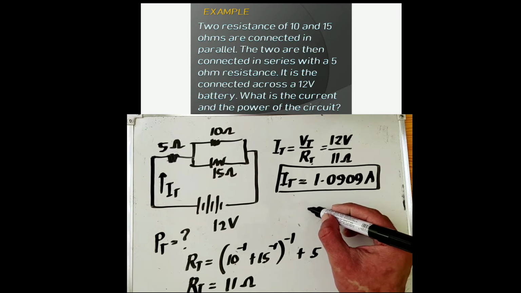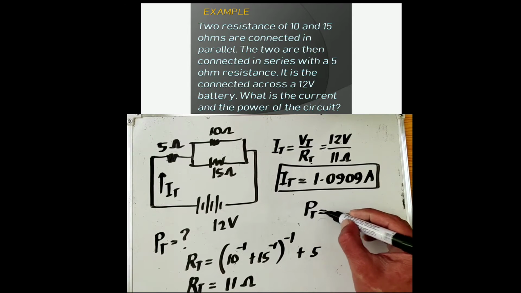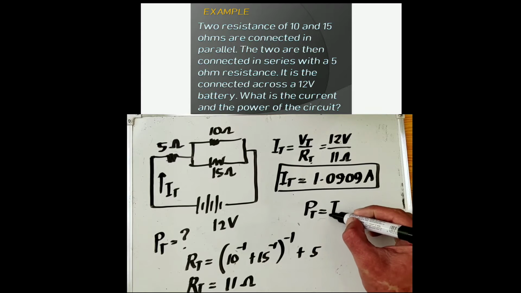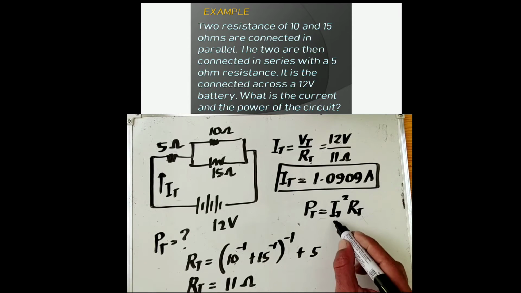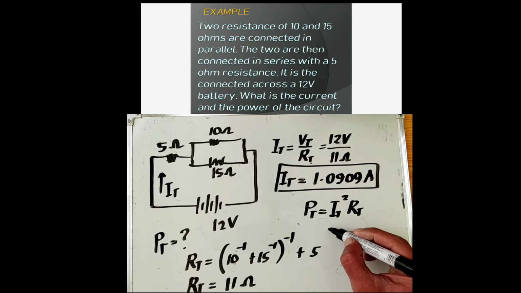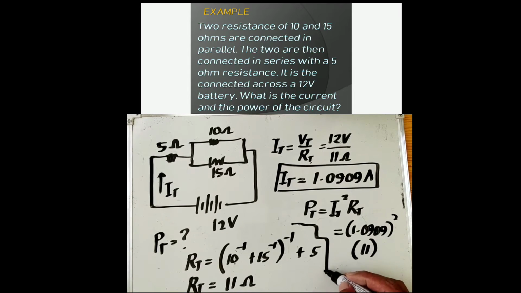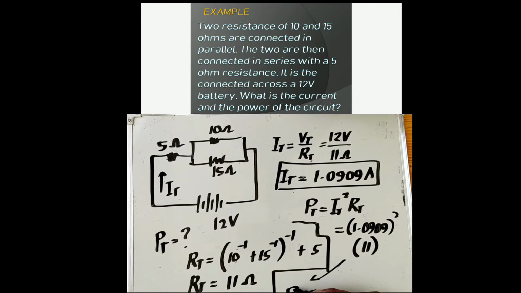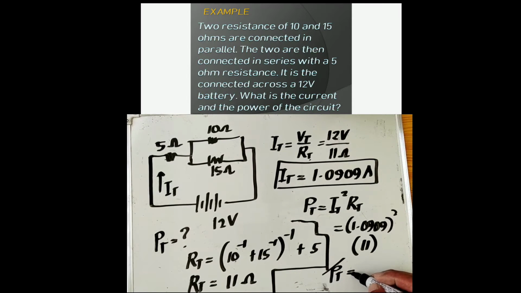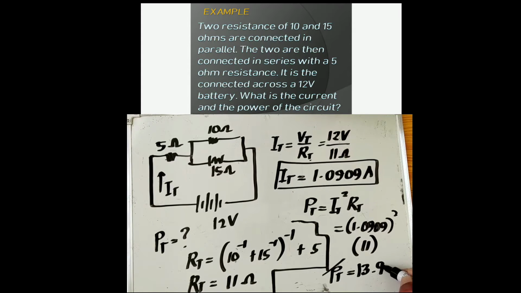However, we can also get the PT, or the value of the power, that is equal to IT squared times RT. So, this is the formula for power, and that will be IT is 1.0909 squared times RT is 11. So, upon using a calculator, we can have the total power which is equal to 13.0908 watts.